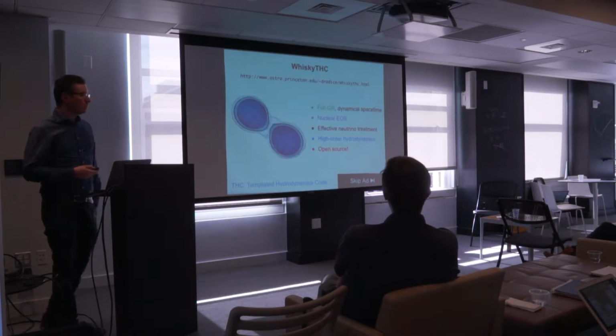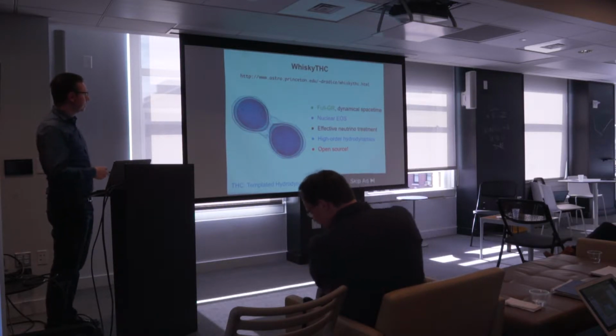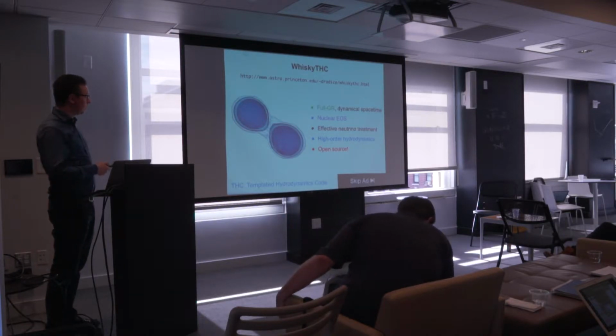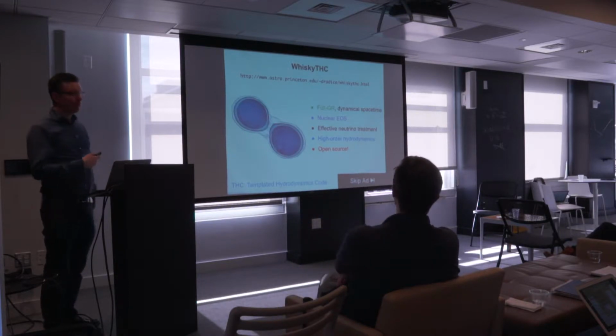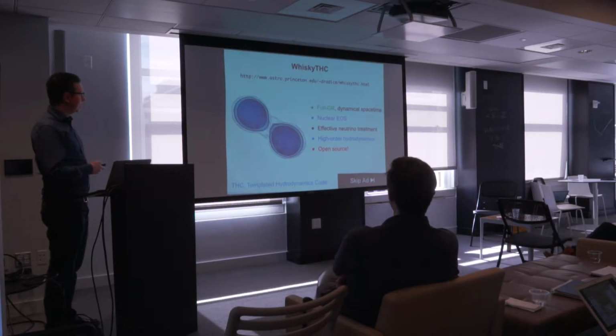Before I get into the ejecta, let me start with a brief advertisement. All of the simulations I'm going to show today have been done with the Whisky THC code. This is the code I wrote during my graduate studies when I was at AEI. This is a more or less standard code to run simulations in GR of merging neutron stars. And I want to advertise it because it's open source. You can go to my webpage, download it, fix my bugs, and get better results than I do.